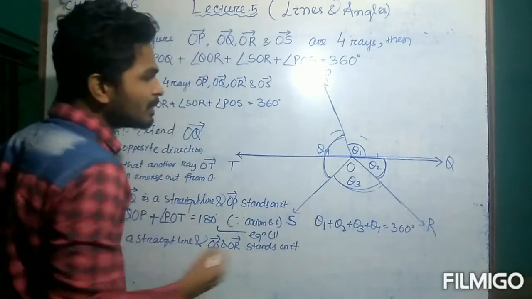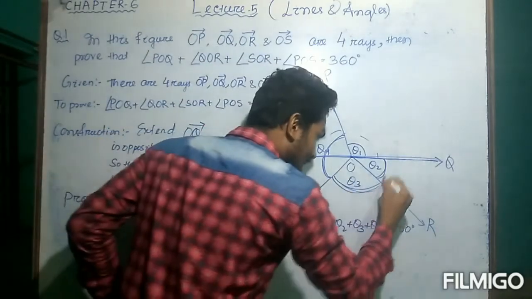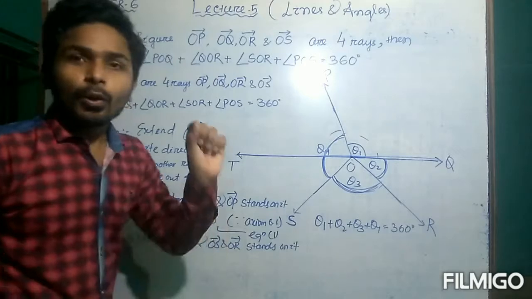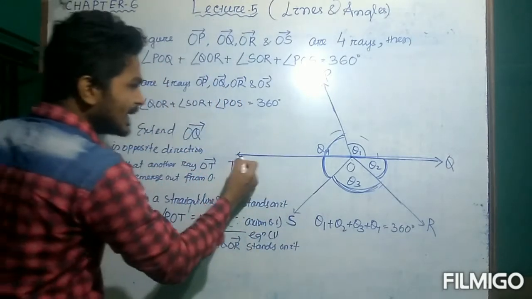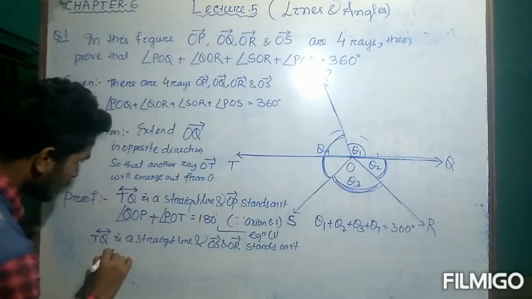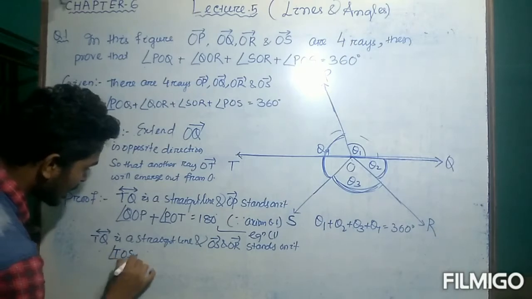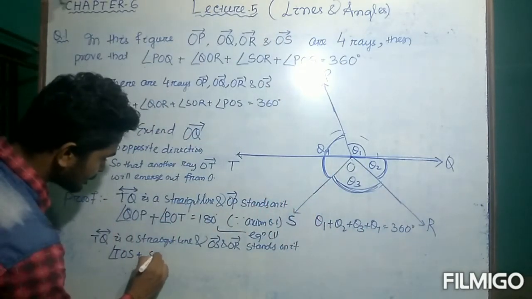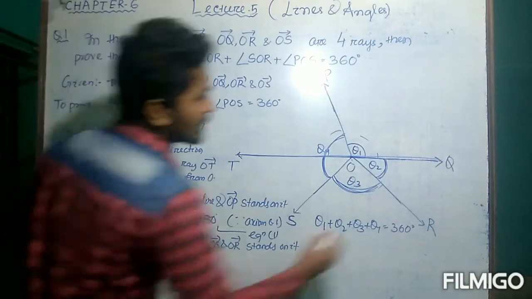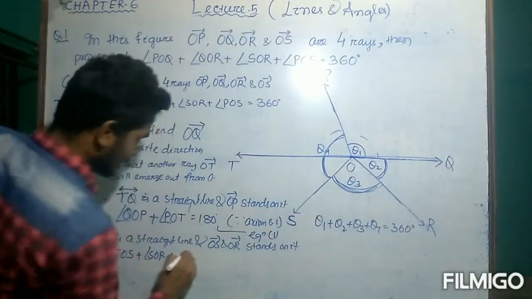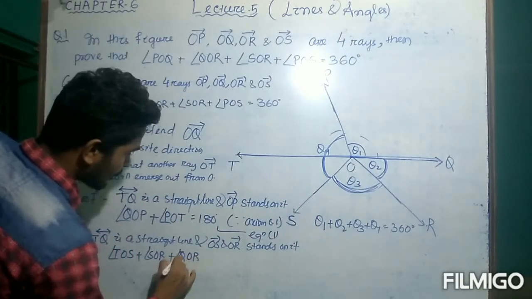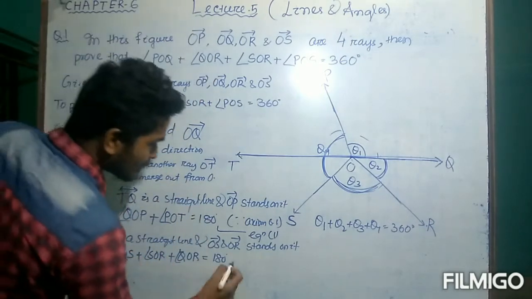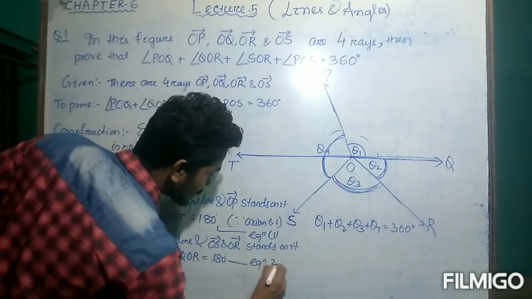So how many angles are formed? Three angles. This angle plus this angle plus this angle. Okay? So the sum of these three angles is equal to 180 degrees. So TOS plus SOR plus QOR is equal to 180. Understood? So this is equation number 2.